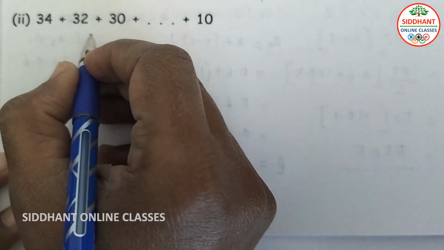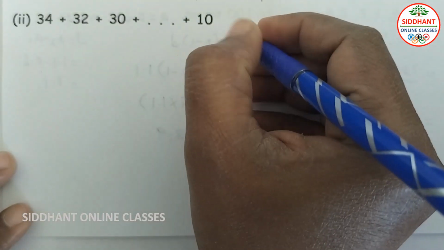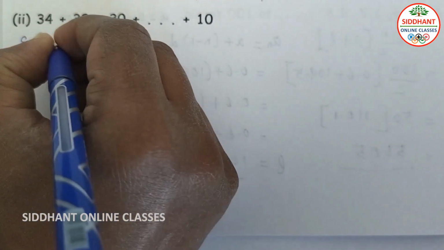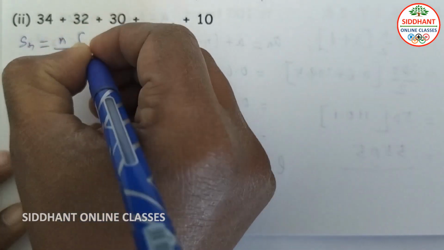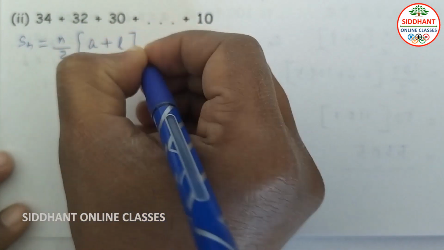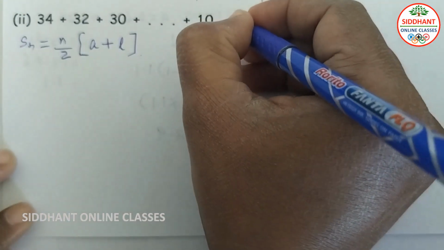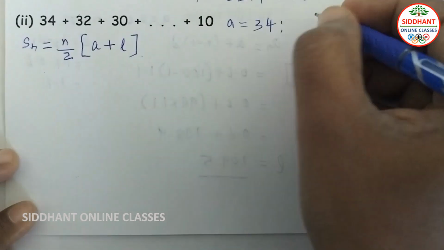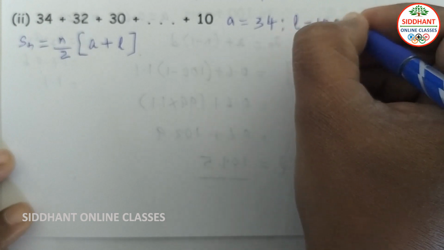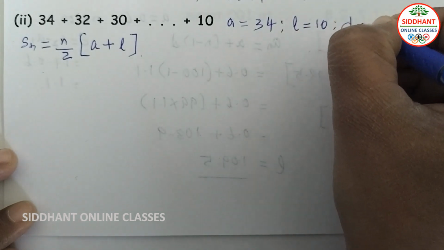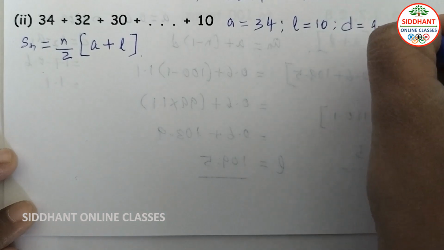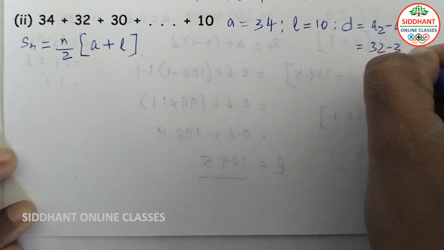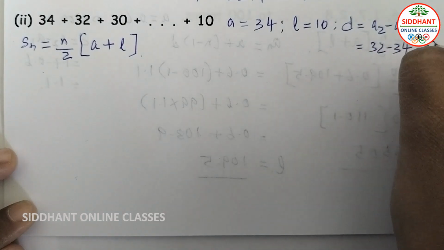Question number 2, 34 plus 32 plus 30 up to 10 here. So here we are going to find out the sum. So Sn equals n by 2 into a plus L here. Now what is given in the question? A is given, which is the first number, that is 34 here. L is given, which is the last number, that is 10 here. And D, the common difference, A2 minus A1. So A2 minus A1, that means 32 minus 34 here. So that equals minus 2 here.